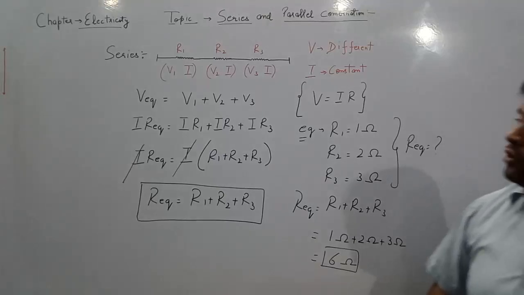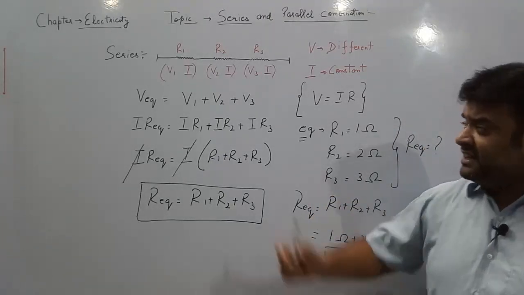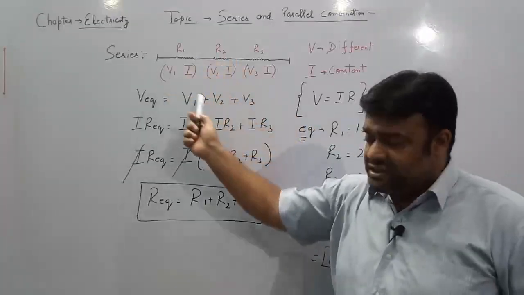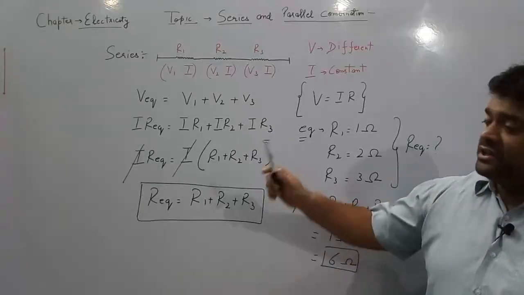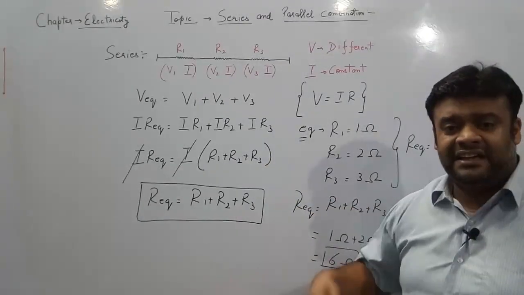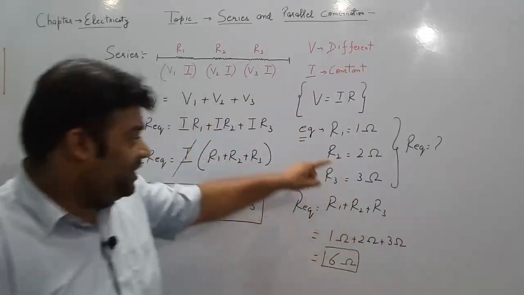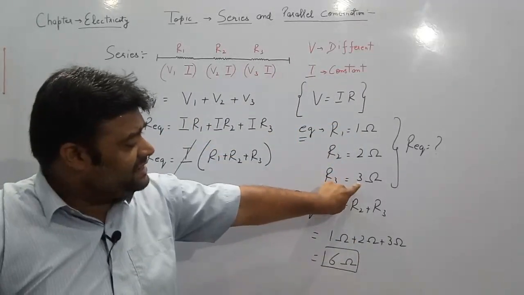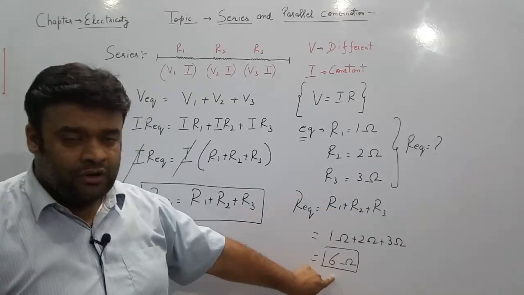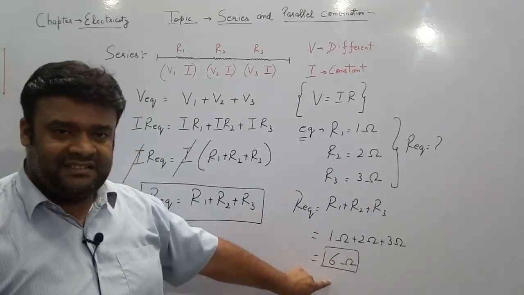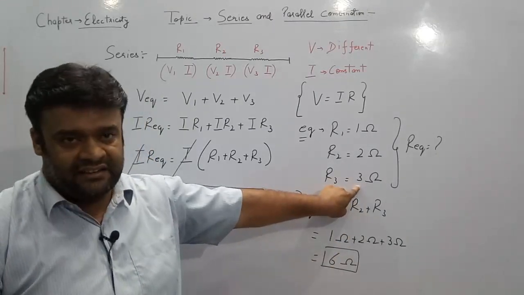Now one thing we have to observe here: total equivalent resistance in series combination is always greater than the highest resistance in the circuit. That is, if we take the example here, the highest resistance is 3 ohm and the equivalent resistance is 6 ohm. So equivalent resistance is always greater than the highest resistance in the circuit.